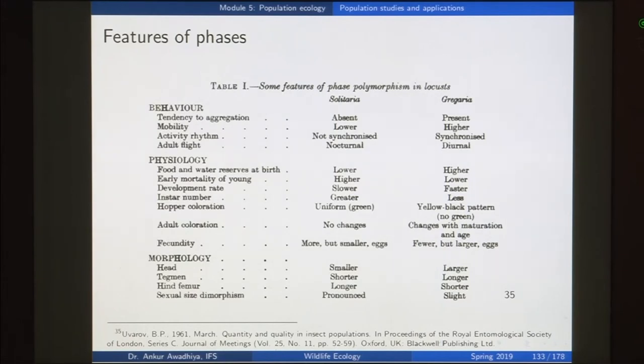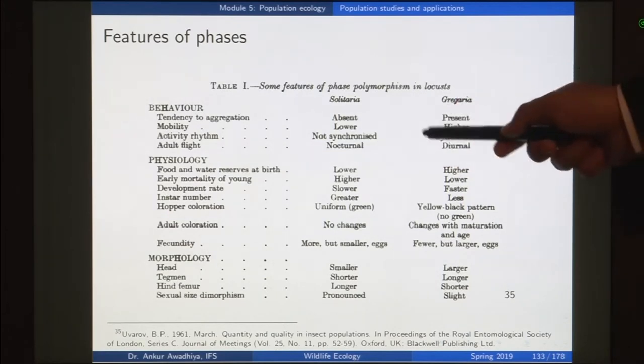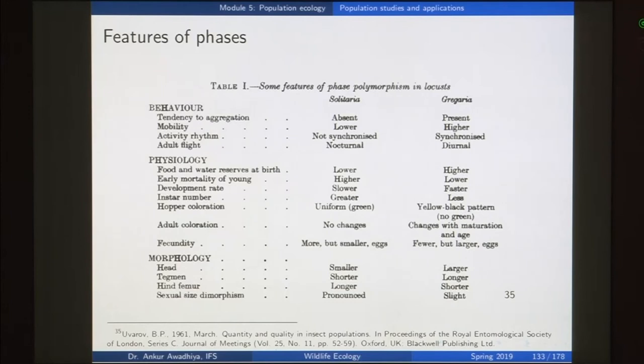So, for instance, if you look at the behavior, the solitary do not tend to aggregate, the gregarious tend to aggregate. There is very little mobility in the solitary phase, so the solitary phase just remains at one place. The gregarious has very high mobility, it makes a swarm, it moves away. Then the activity rhythm is not synchronized in solitary. In the gregarious phase, it is synchronized, because of which they are able to form a swarm, because all their activities are synchronized, they all move at the same time.